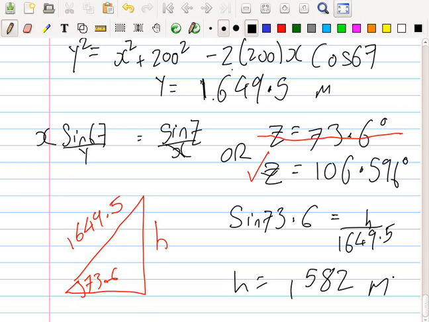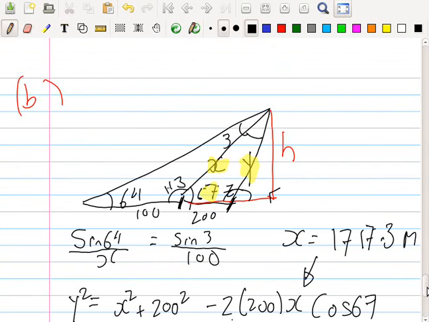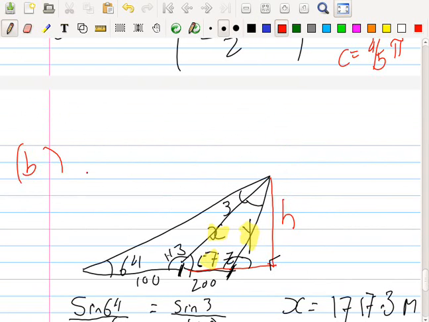1582 meters. My goodness. What a long question. Yes. But I'm not even finished. That's only part one. Part two.